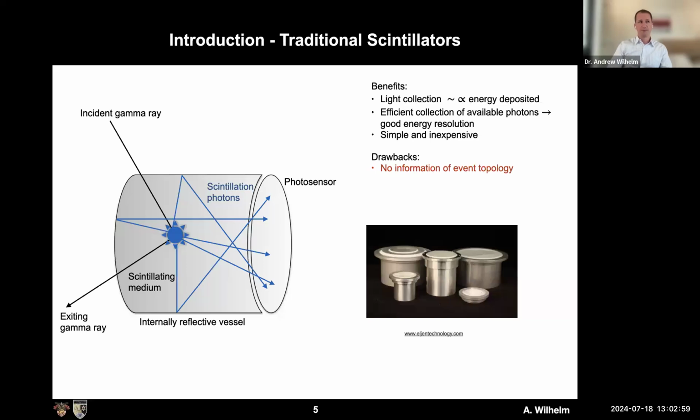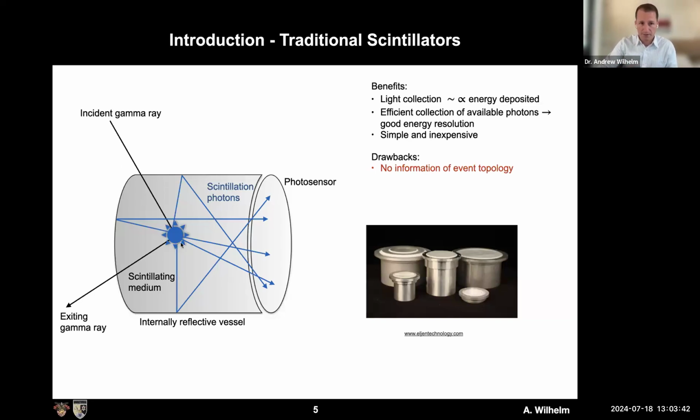So traditional scintillators, and I know that there's a vast array of possible designs, but I mostly mean the ones that we see in normal radiation detection laboratories. They're usually small crystals or small cell liquid organics, as you see in the image here on the right. And there are many salutary characteristics of these type of scintillators. The light collection is very efficient, which means that for an amount of energy deposited, generally you receive an amount of light that's proportional to that, which results in good energy resolution. They're simple, they're inexpensive, and they're useful in a variety of scenarios.